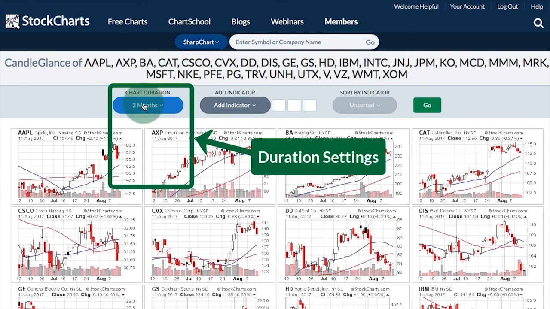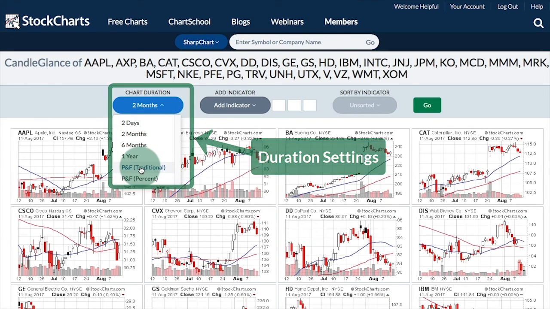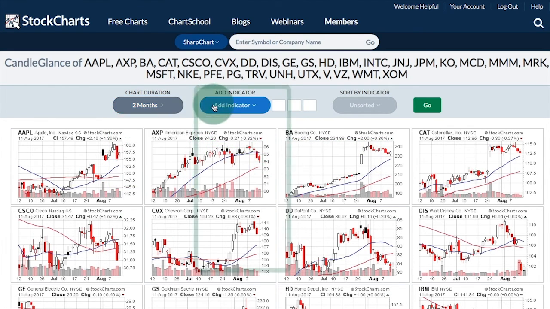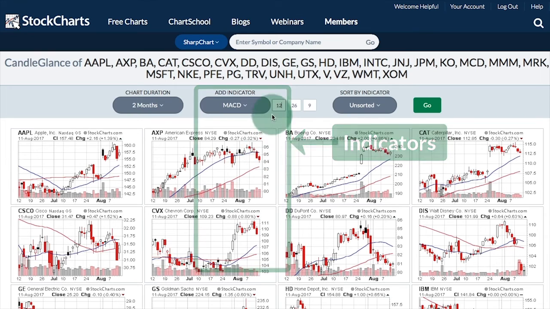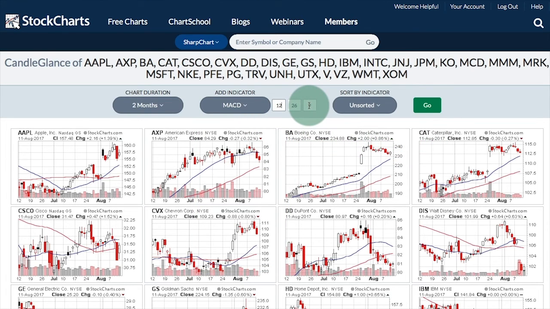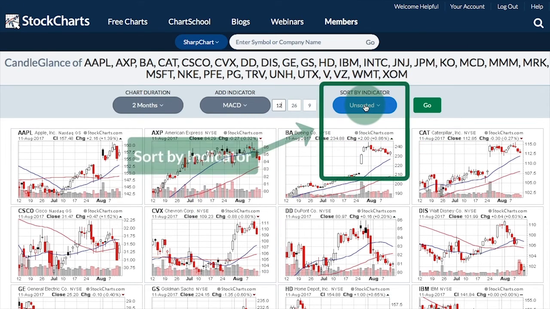So I can click that drop down to change the duration of the chart, and I can even change it to a point and figure chart. I can easily add an indicator to all these little candle glance charts, such as MACD here, and I can change the settings as I like. You can even sort by that indicator.